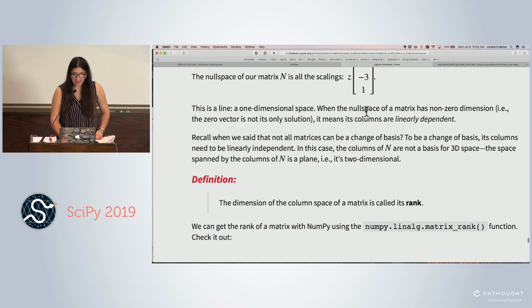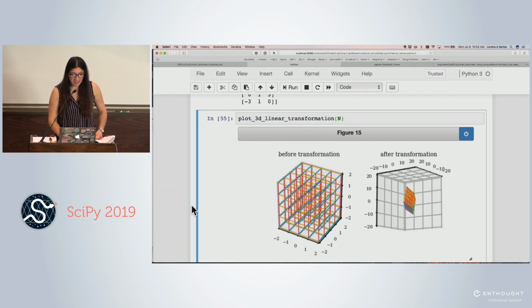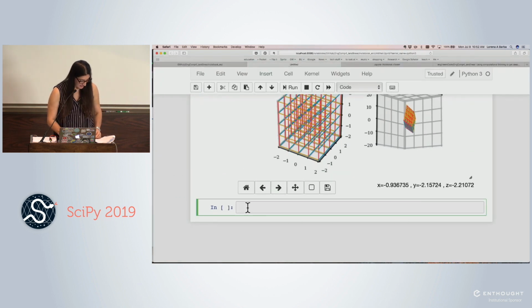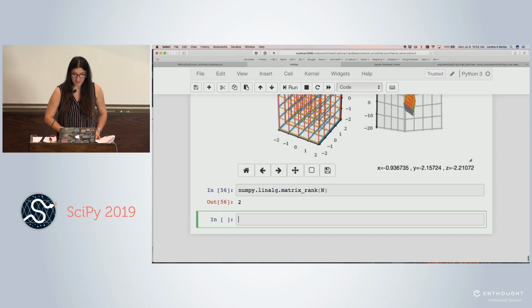We can check the rank of a matrix in NumPy with a built-in function, which is numpy.linalg.matrix_rank. And you can check now that the rank of N is 2. Even though it's a 3D matrix, its rank is 2, and so the output vectors all live in a plane. We call this a rank deficient or singular matrix.